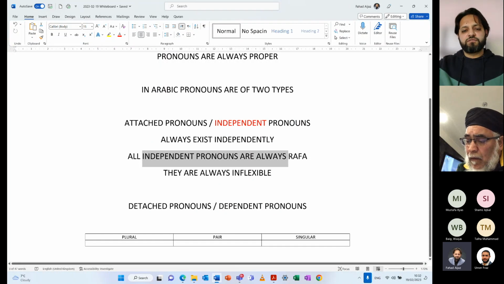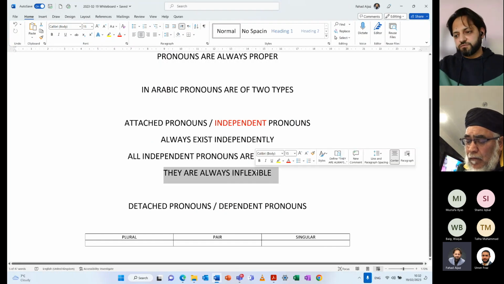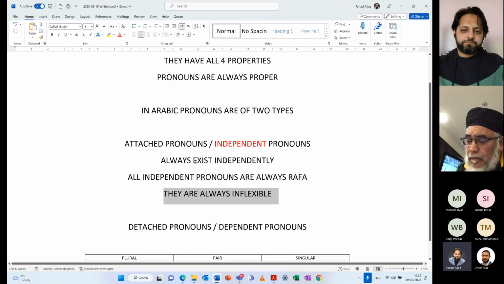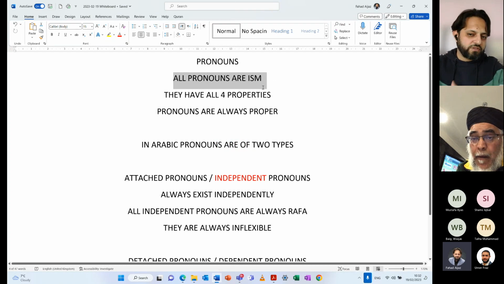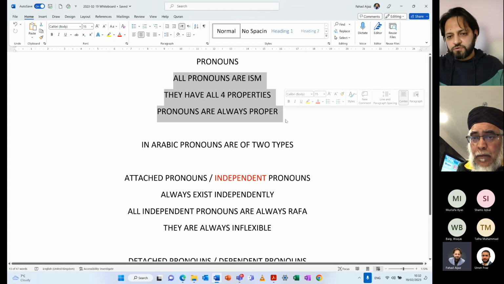They always are rafa and they are always inflexible. And these three all apply to all of them, dependent or independent. So they're all isms, they have four properties, and they're always proper.